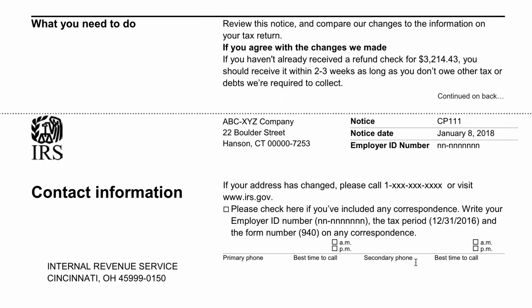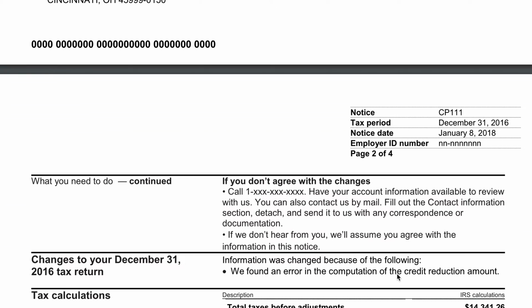Let's see, contact information. If you want to send correspondence to the IRS, you can cut this bottom slip off the bottom of page 1 and make sure that your correspondence has this requested information: your employer ID number, tax period, and your form number. If you don't agree with the changes, contact the IRS. Again, there's no timeline here on this notice. I have seen similar notices in the past with a 60-day due date, but you might want to call the phone number just to clarify how much time you have.